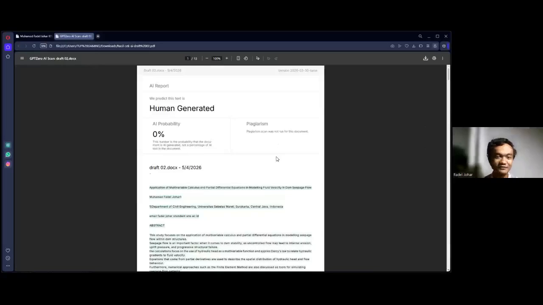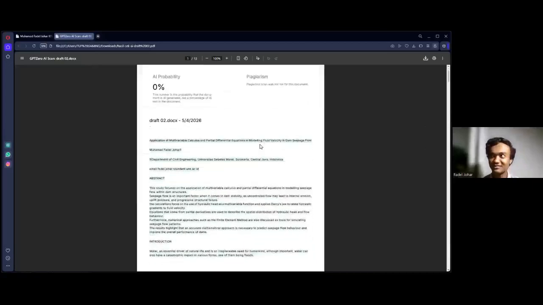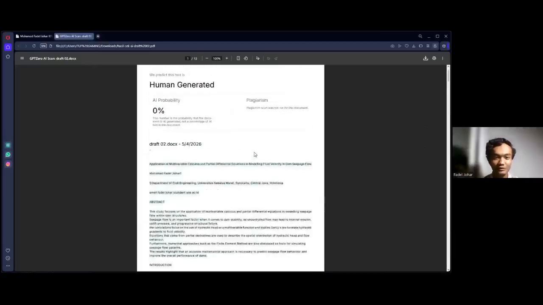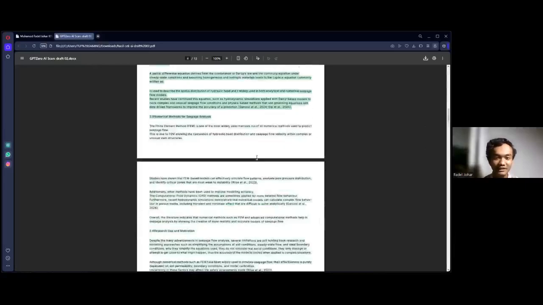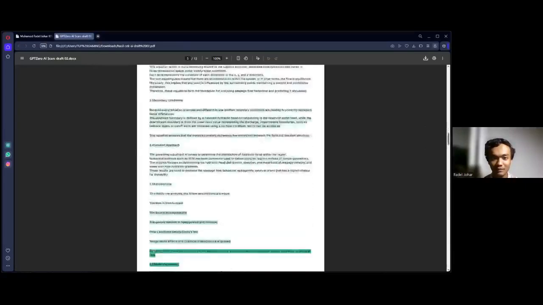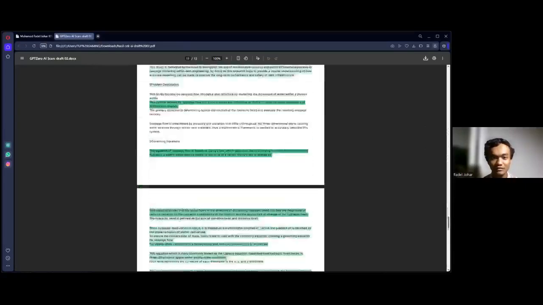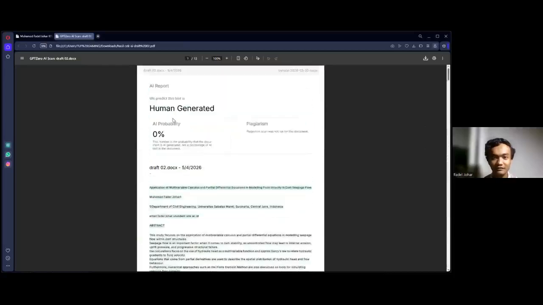This is the result of putting my paper in Turnitin, which is widely used to check for AI or plagiarism. As we can see here, it is completely human. No part was made by AI whatsoever. It even says here AI probability 0%. That's very important.